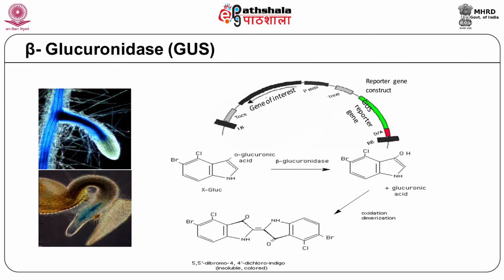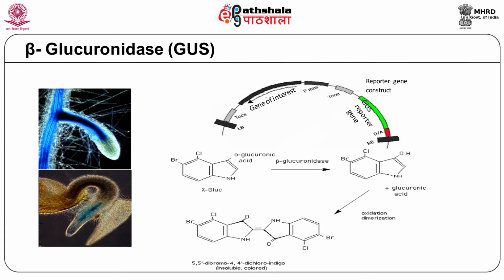The GUS gene encodes the beta glucuronidase enzyme from E. coli and it has been extensively used as a reporter gene in transgenic plants. Since the enzyme does not exist in plants, its activity in transgenic plants reports successful transformation with the gene of interest. The main advantage of the GUS reporter gene system is the stable expression of GUS enzyme in plant cells.